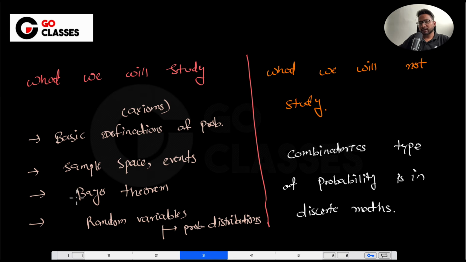The expectations are clear that we will not study P and C. P and C means permutation and combination. These are the things that we are not going to study. We are going to study the basics of probability, the sample space, the fundamentals of probability, like how it is defined, what the sample space is, what the events are, what the Bayes theorem is, the random variables, and probability distributions. All of these we are going to study. But the combinatorics type of probability we will study in discrete mathematics. Okay. So without any further delay, let's get started.